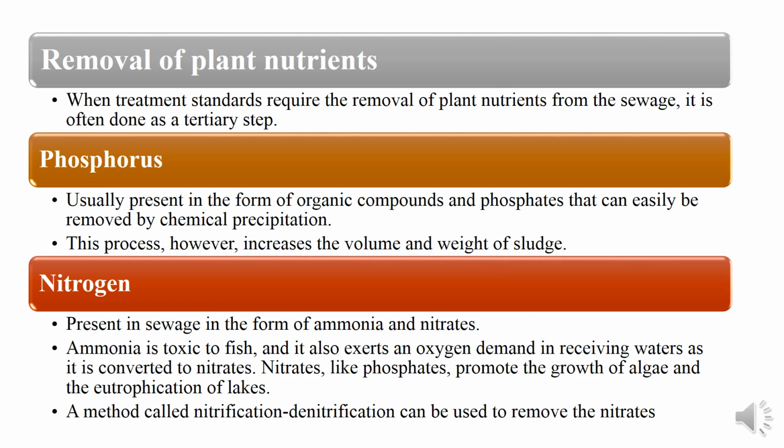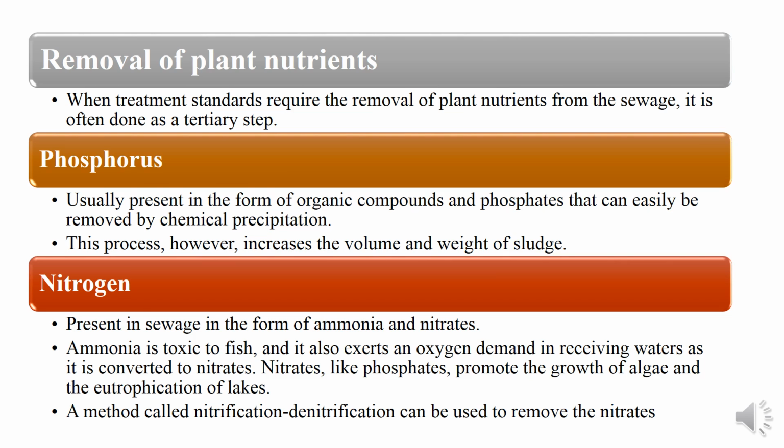Removal of plant nutrients. When treatment standards require the removal of plant nutrients from the sewage, it is often done as a tertiary step. For example, phosphorus. It is usually present in the form of organic compounds and phosphates that can readily be removed by chemical precipitation. This process, however, increases the volume and weight of sludge.